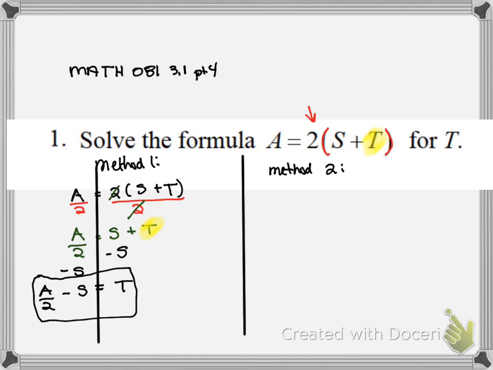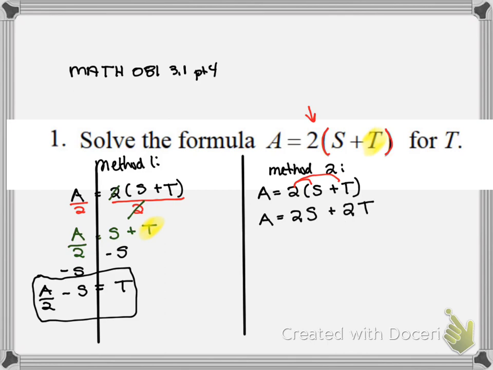So let's look at a different way of doing it. Again, not a better way or a worse way, just a different way. Many of my students, which is completely valid, see this and they want to distribute. If that's how you would like to proceed, you are more than welcome to do that. So we have 2S plus 2T.